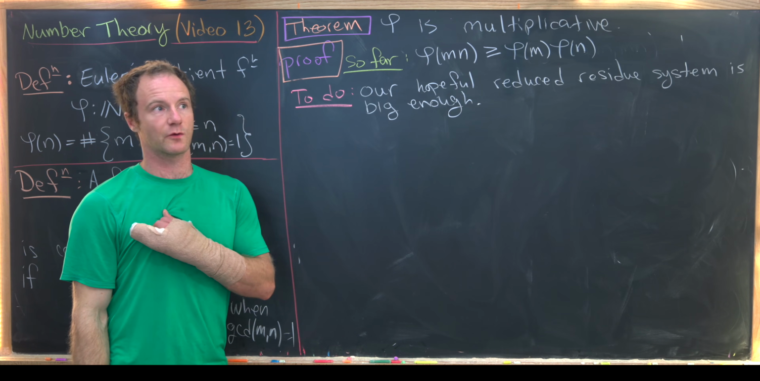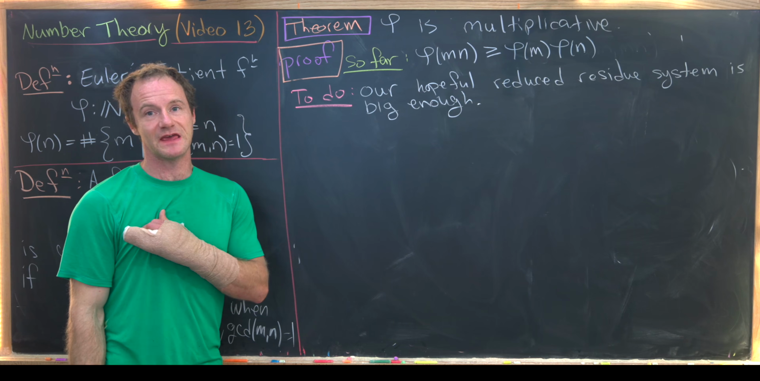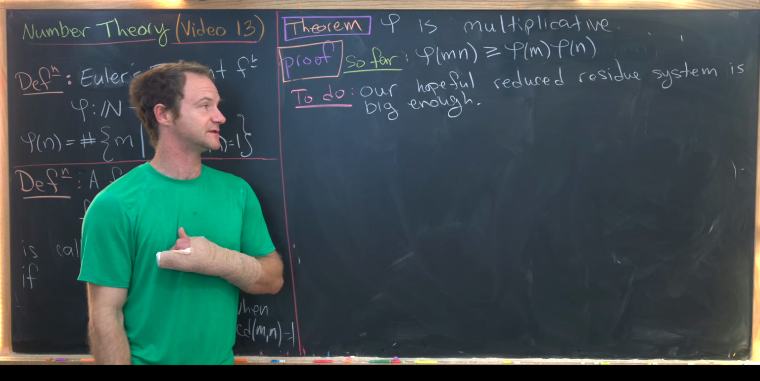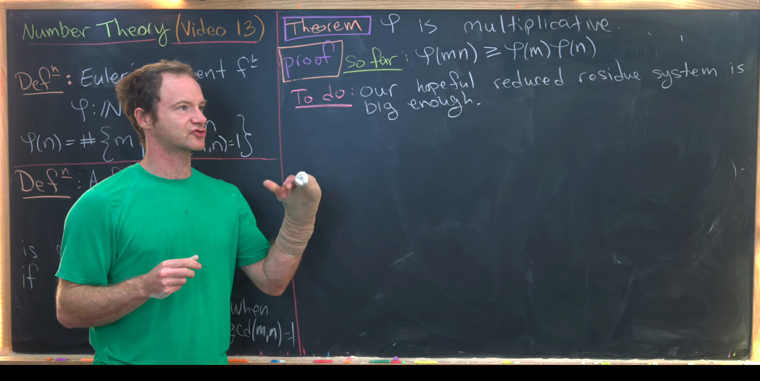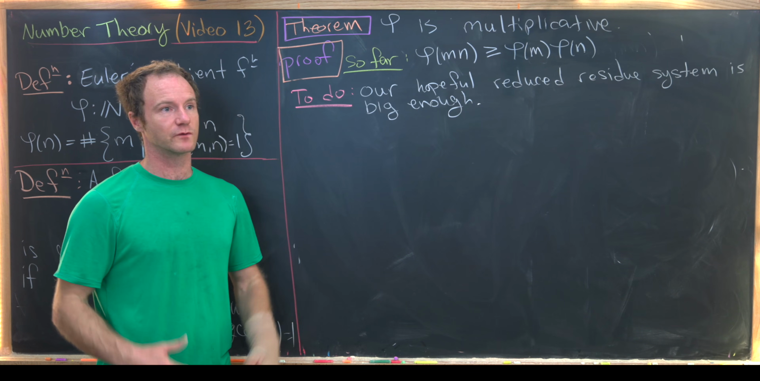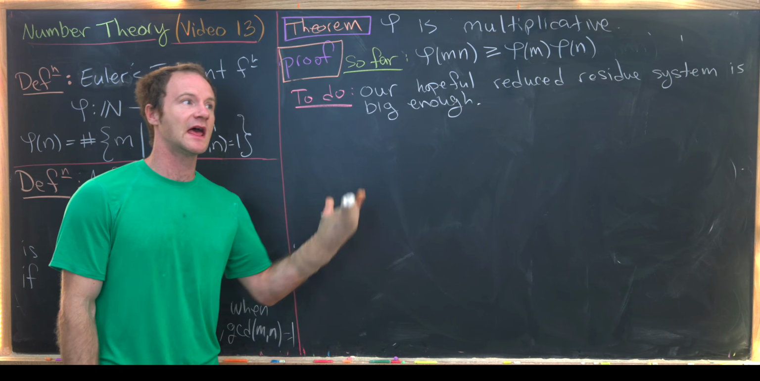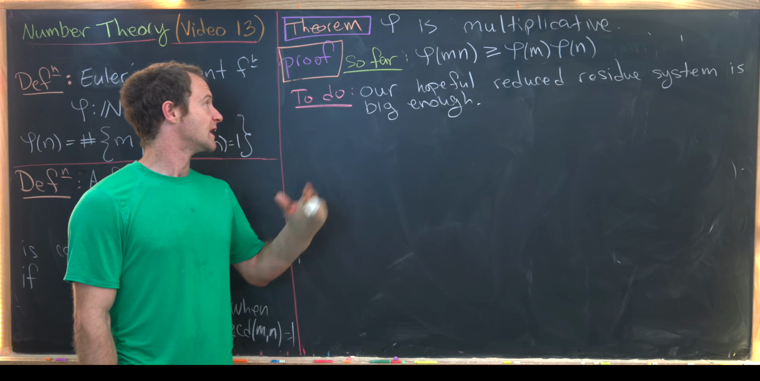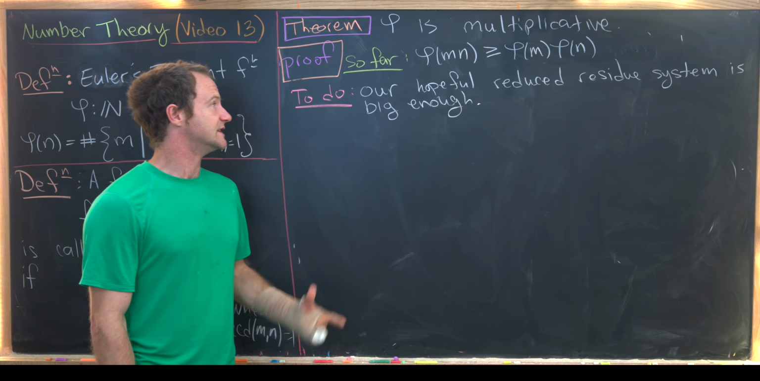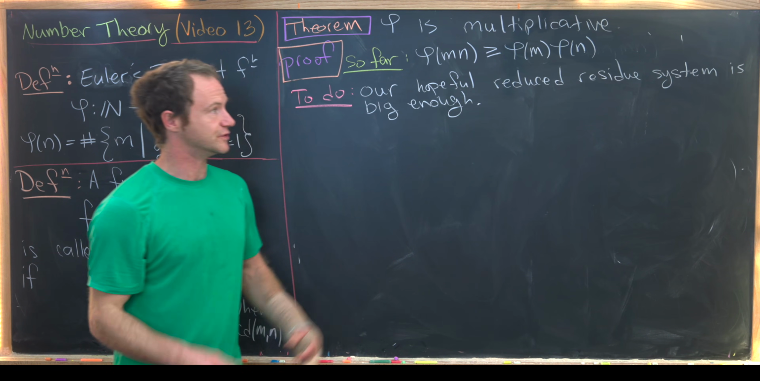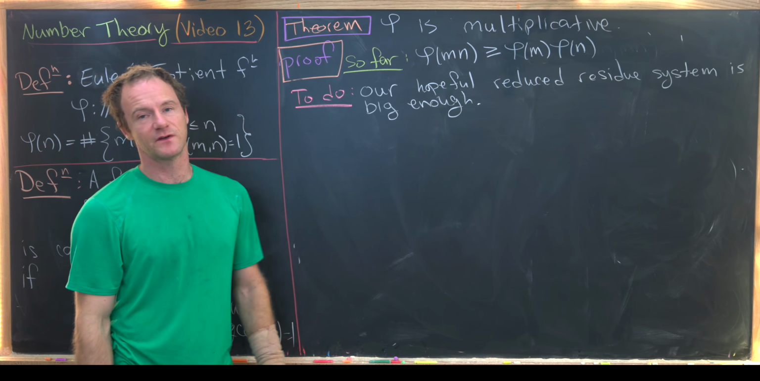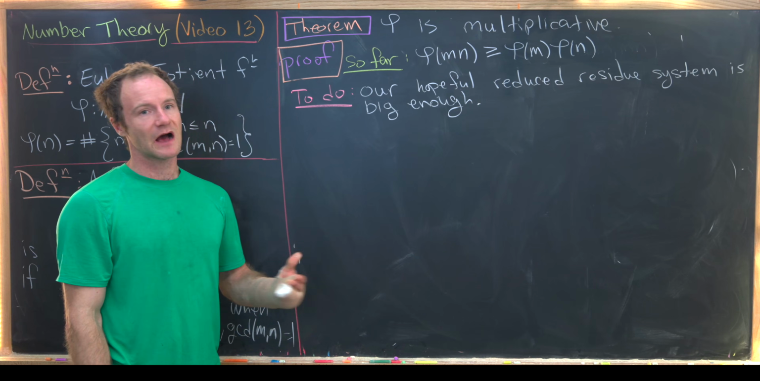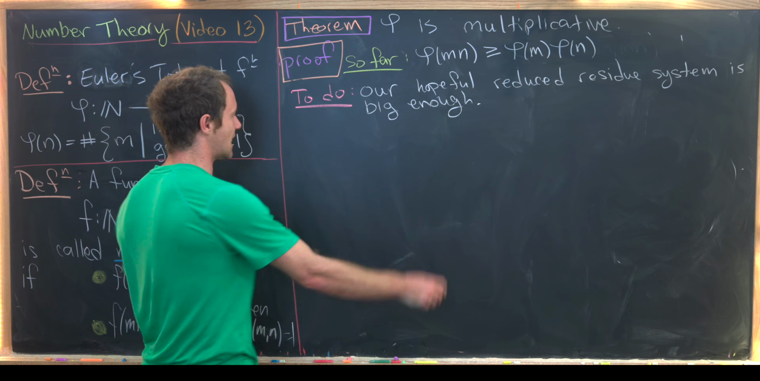Okay, so far we've proven that if we've got relatively prime natural numbers m and n, that phi of mn is bigger than or equal to phi of m times phi of n. And that involved constructing what is a would-be reduced residue system modulo mn out of reduced residue systems modulo m and n. And what is left to do is show that our hopeful reduced residue system is big enough. So in some ways we've shown it is not too big already. Now we want to show that it's big enough. Okay, so let's see how we can do that.